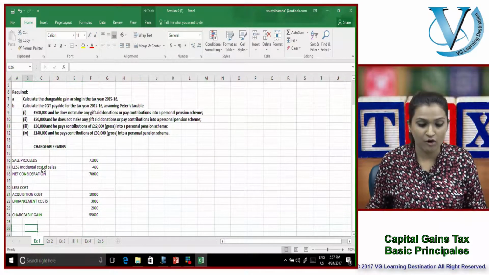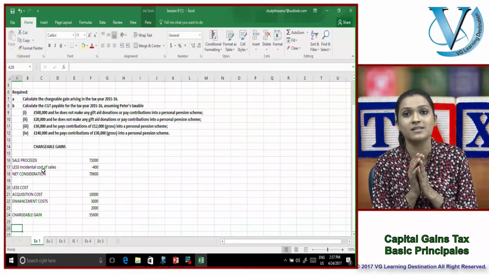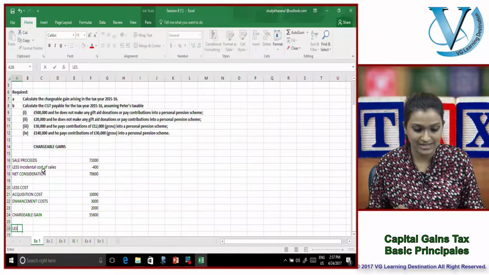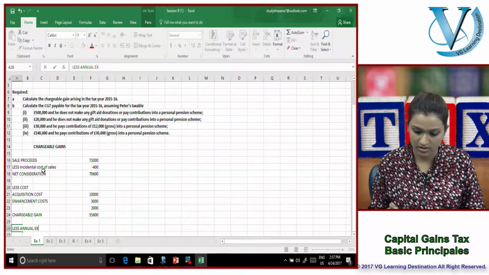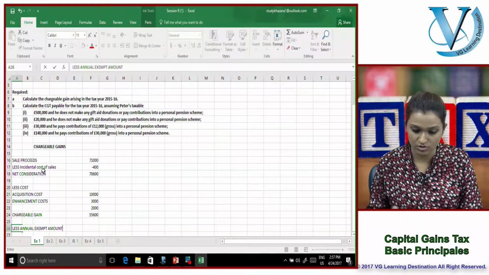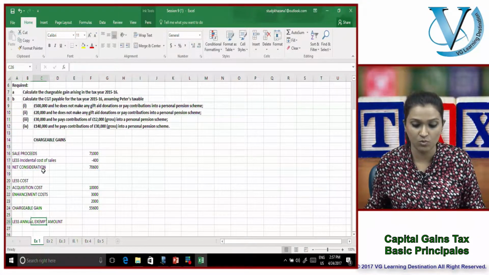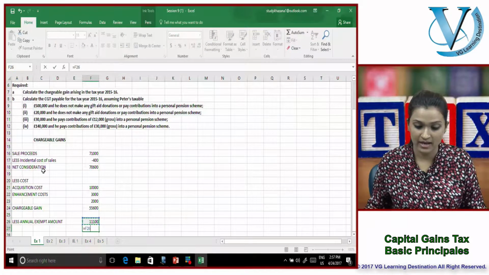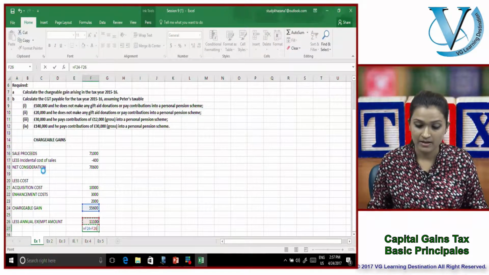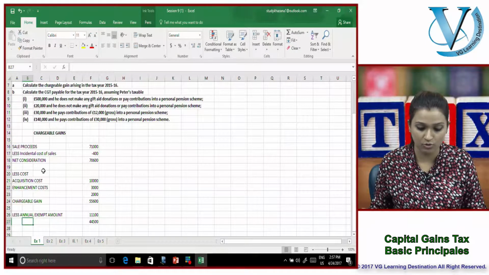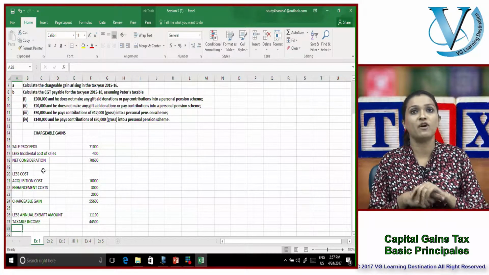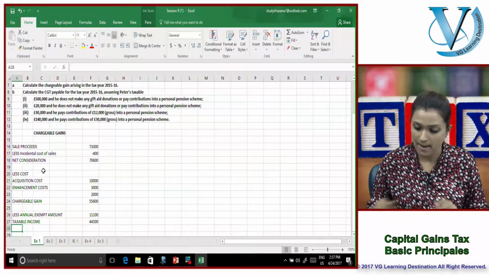Right. Now, what do I further do? I further avail the annual exempt amount, which is 11,100 pounds. How much does my net taxable gain come out to be? Taxable gain is equal to 44,500 pounds.